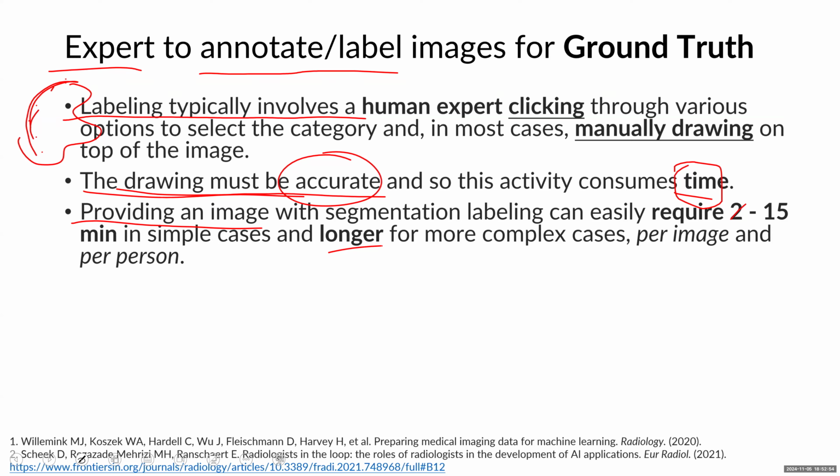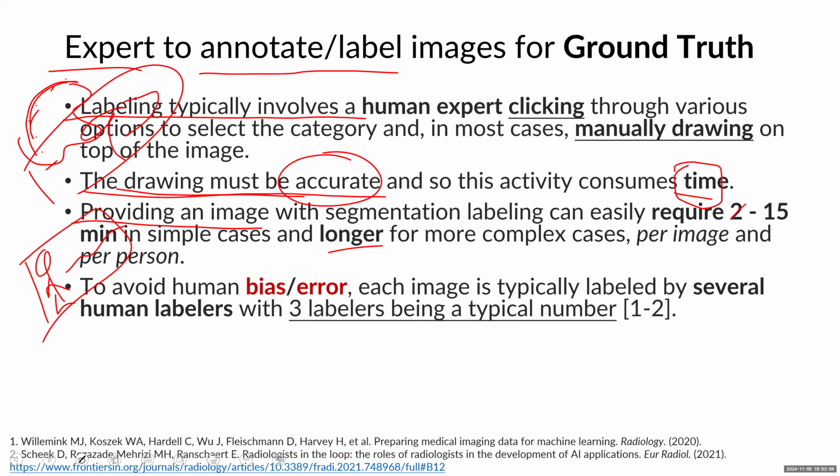So if you have a surveillance camera, and in the camera one person is walking, you can easily track and annotate. But if there are 10 people walking and overlapping, then it's not easy. So it needs longer time, and it is more complex, per image per person.